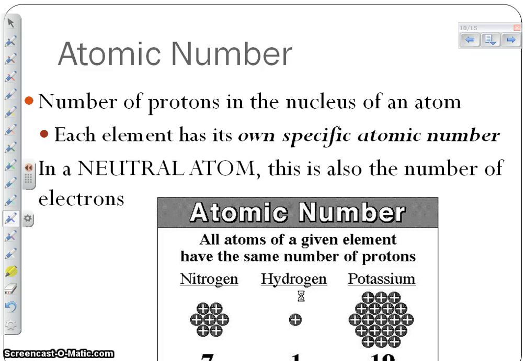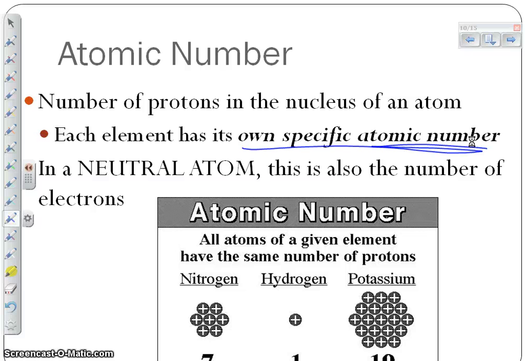In terms of the atomic number itself, it's basically the number of protons in the nucleus of the atom. Each element has its own atomic number. You cannot change the atomic number of an element because we can't change from one element to the next. I can't magically change lead into gold, much like they tried with alchemy, by taking away protons or adding protons.